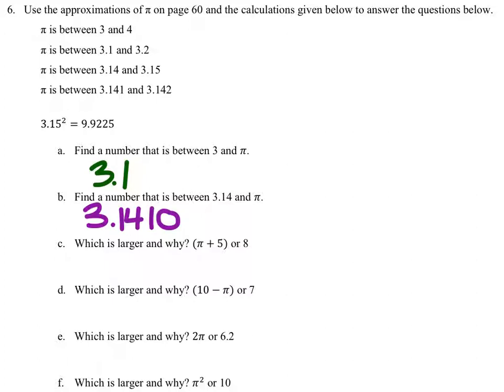Which is larger and why? Pi plus 5 or 8? Pi plus 5. Well, what is the approximate value of pi? 3.14. So if I added that to 5, then I would get something like 8.14. Compared to 8, that means that pi plus 5 is bigger.